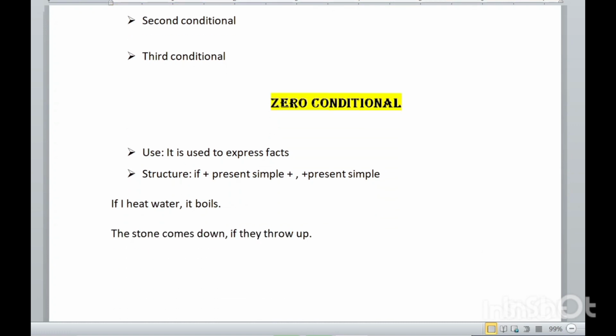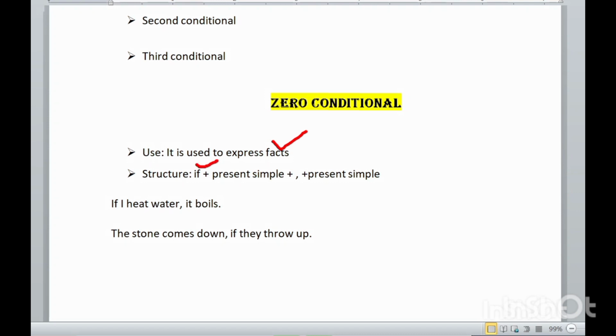Zero conditional sentence. What is a zero conditional sentence? Its use: it is used to express facts. The conditional sentence that is used to express facts is called zero conditional. How they are facts, you will see in the examples.